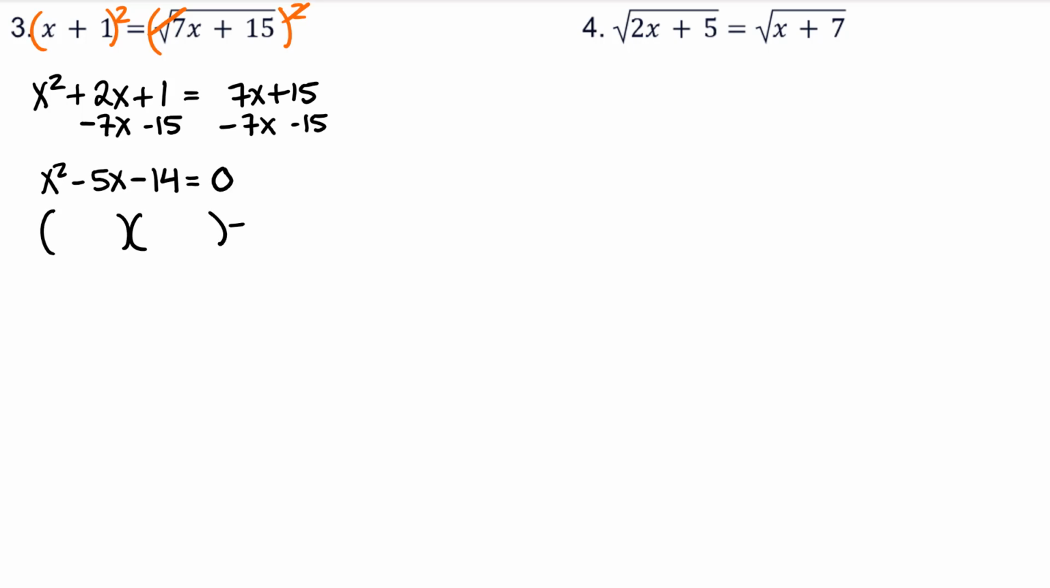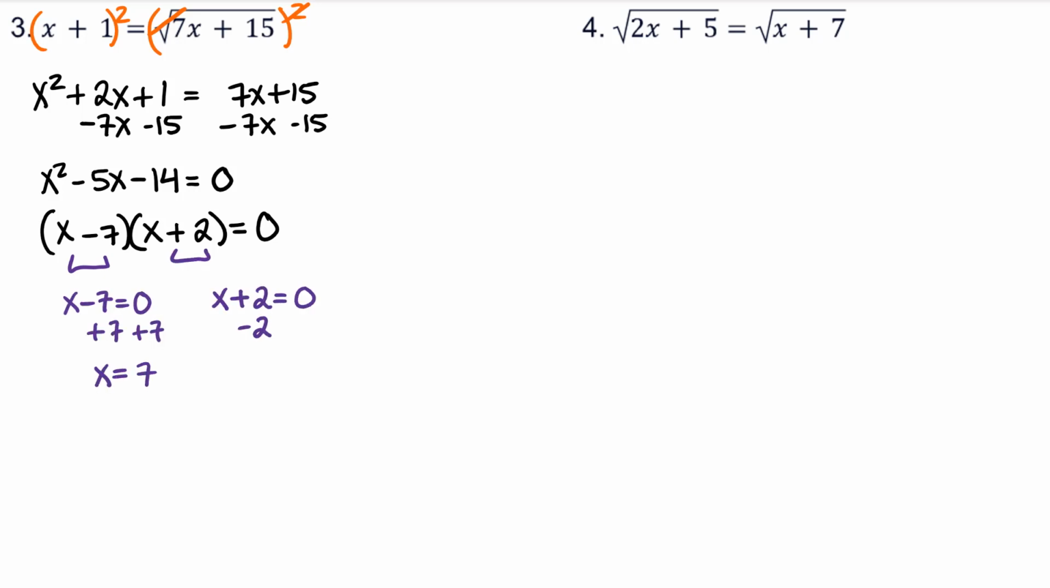We need the product to be negative 14 and the sum to be negative 5. That would be 7 and 2, with the 7 being negative and the 2 positive. Use zero product property to solve for x. This time we have 2 answers. Let's check to make sure that both are solutions.